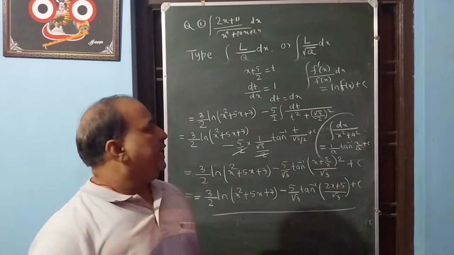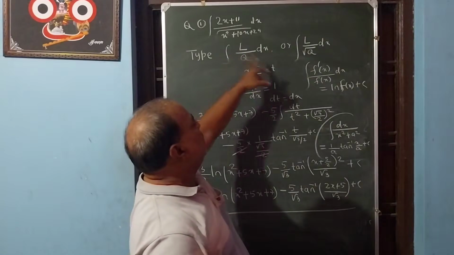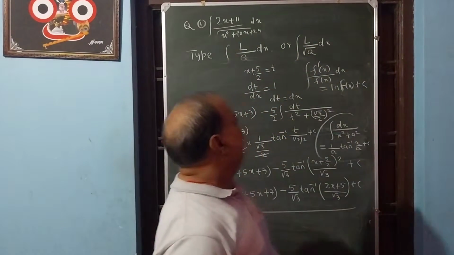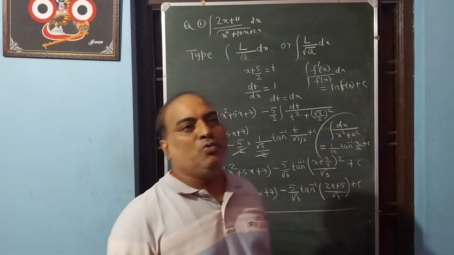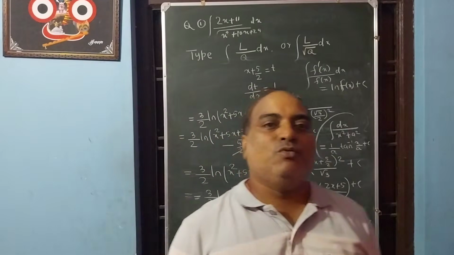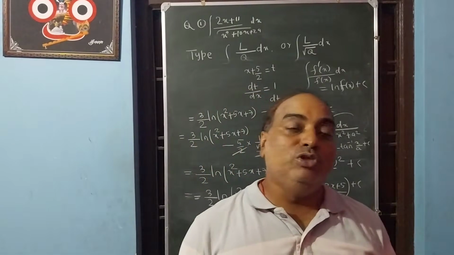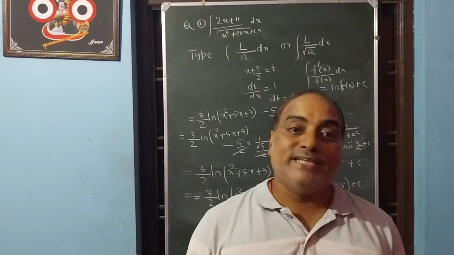So today we discussed two types. One is linear by quadratic, another is linear by root over quadratic. For that we have to take linear is equal to lambda d by dx of quadratic plus mu, where lambda and mu are constants whose values are to be determined by comparing the coefficients of respective terms on both sides.